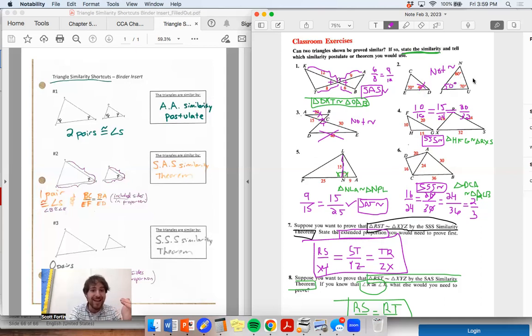There's no 40-degree angle in this triangle, so it can't be similar, right? Because all the corresponding angles need to be congruent. There's nothing that corresponds with that 40-degree angle. So this one's not similar, okay?